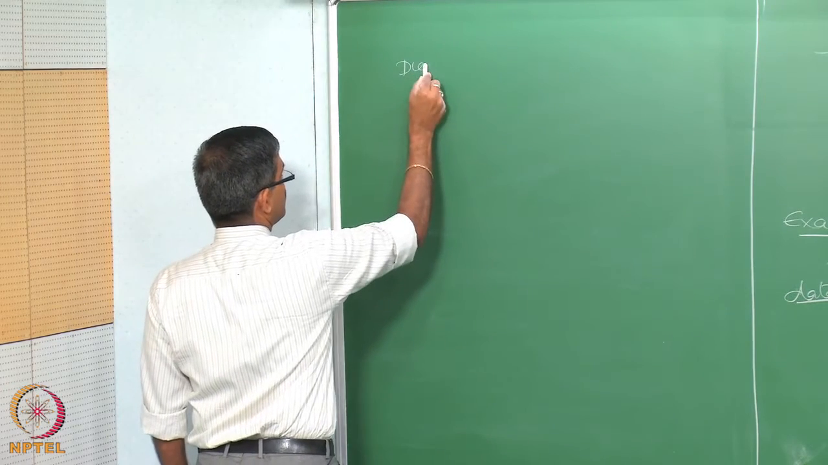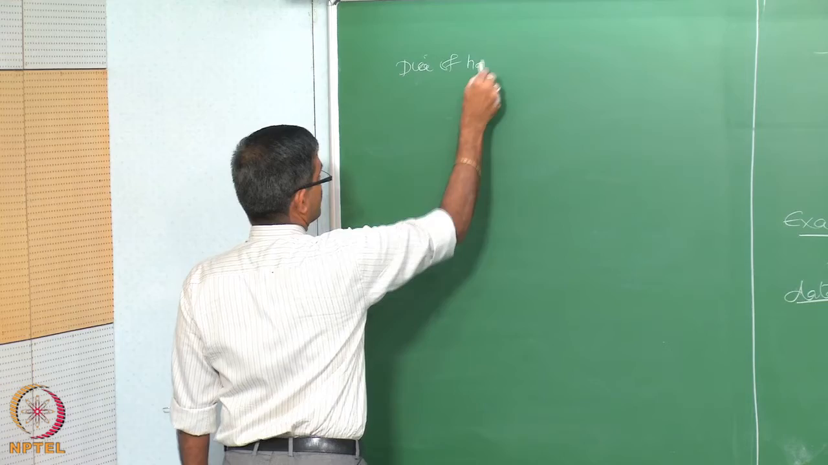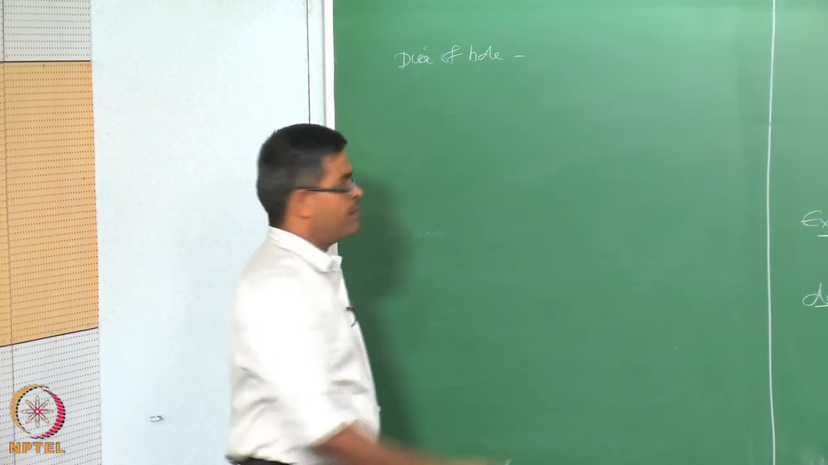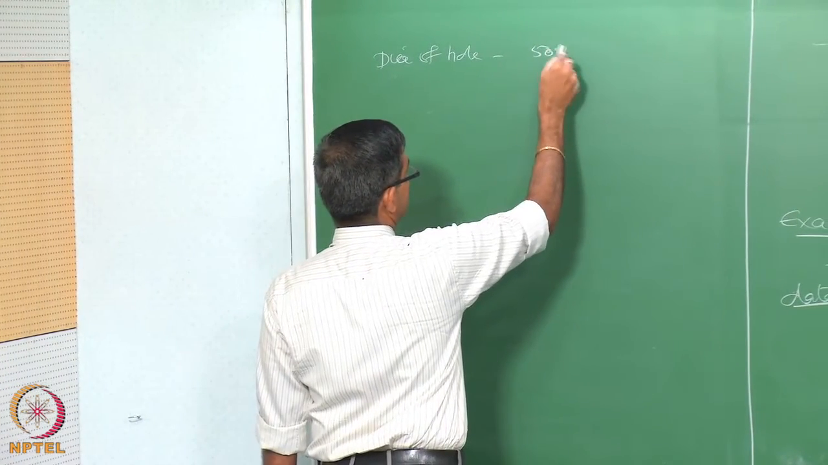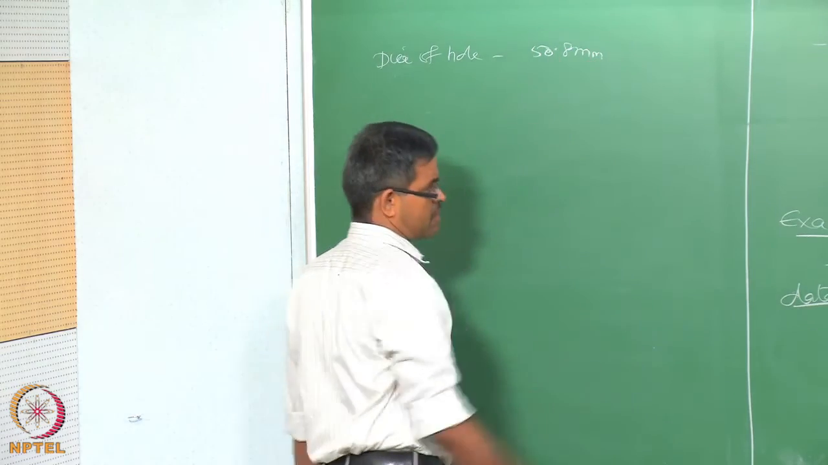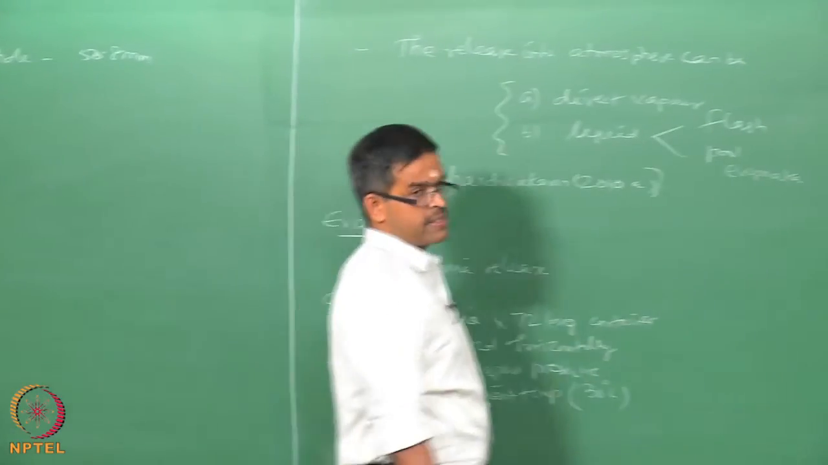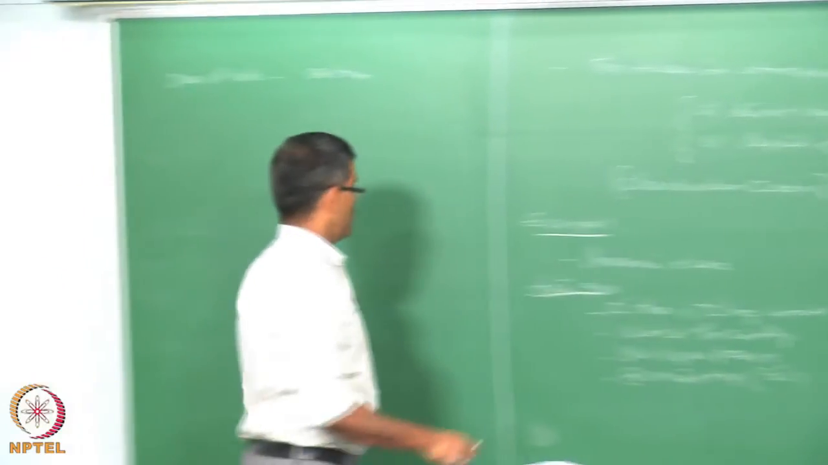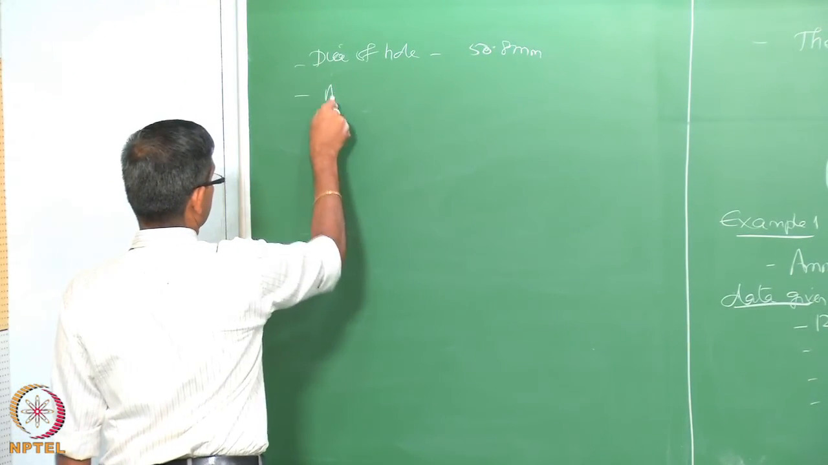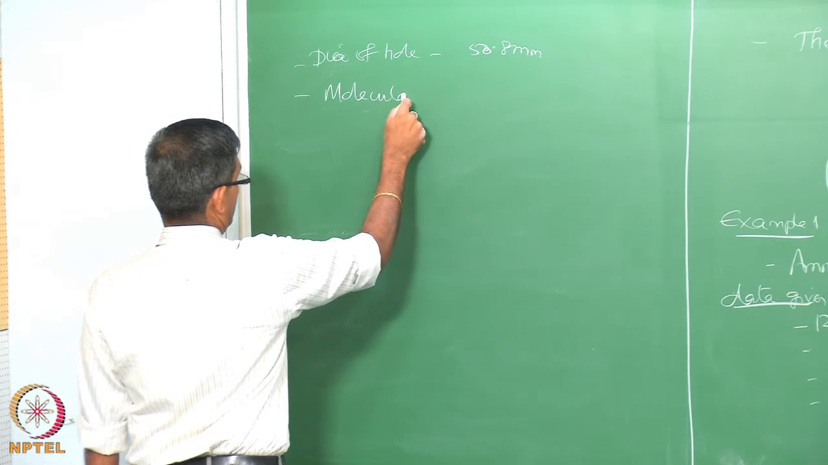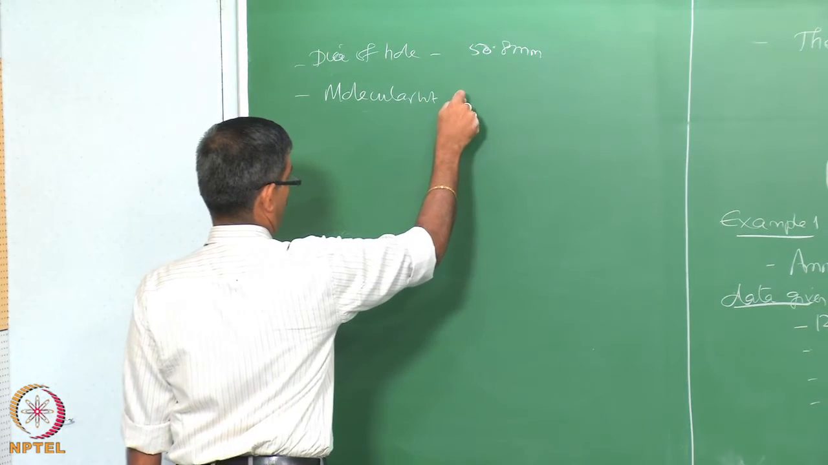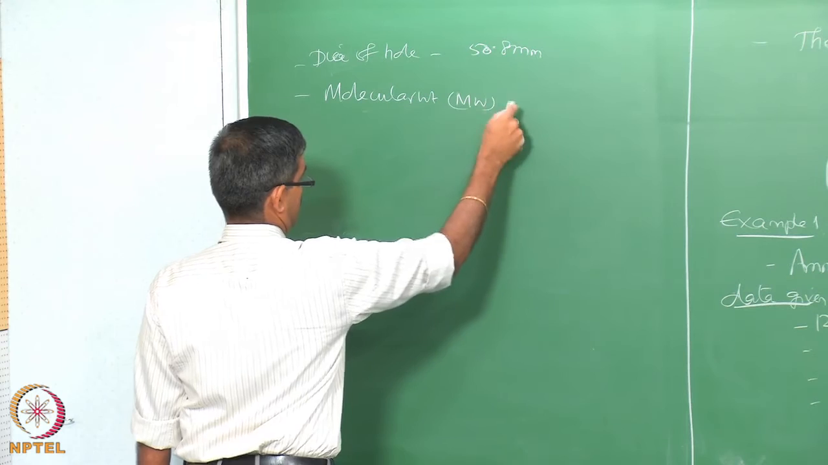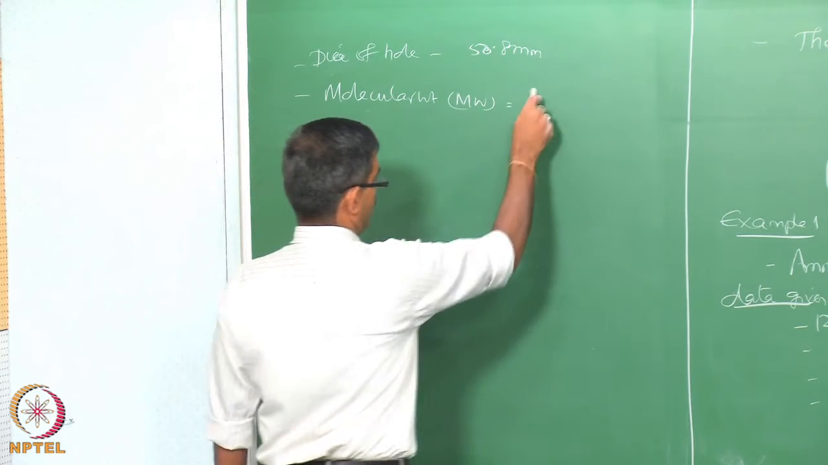Diameter of the hole, which is 50.8 millimeter, because that is the largest diameter of the pipe which is coming out from the exit of the tank. We already said that here. Molecular weight of ammonia is 17.03.